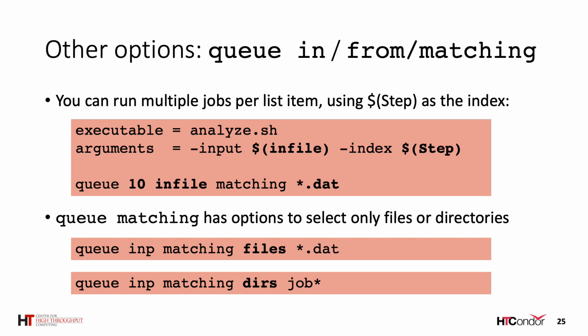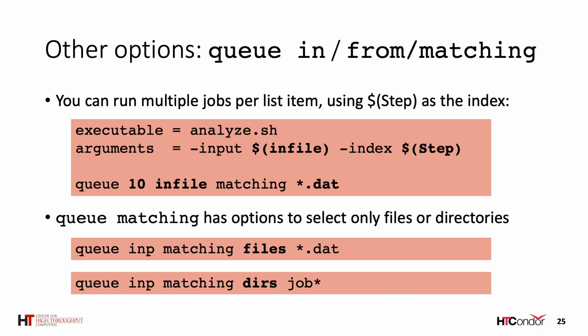Specifically for Q matching, you can refine what files or directories match the pattern you provide by using these files or dirs keywords to return only one or the other of those types.